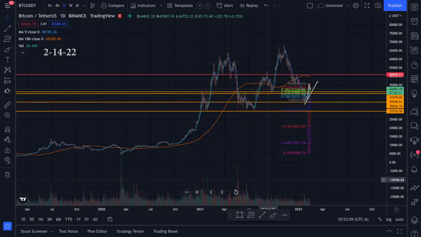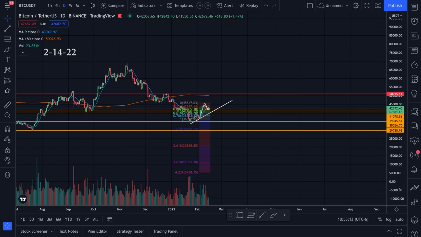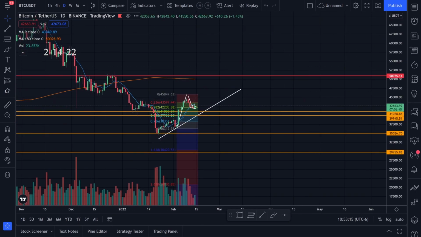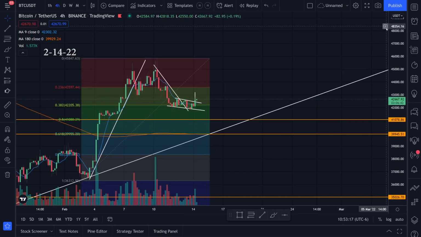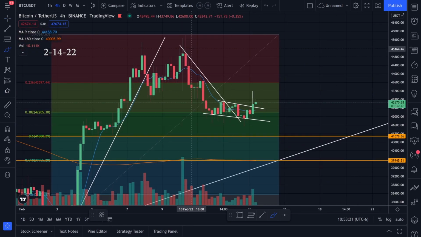Let's take a look at the chart action for Bitcoin. Okay, so here's what we're looking at. Let's go ahead and zoom in and we'll go into the 4 hour time frame and we'll see what's happening right now. So the thing that I was watching right now is we have resistance, resistance, resistance.